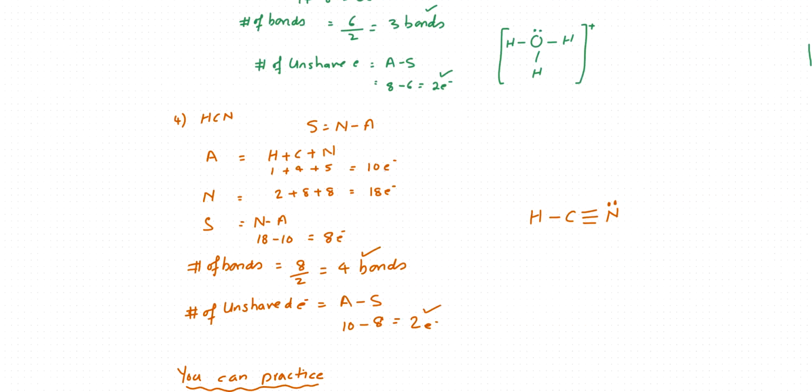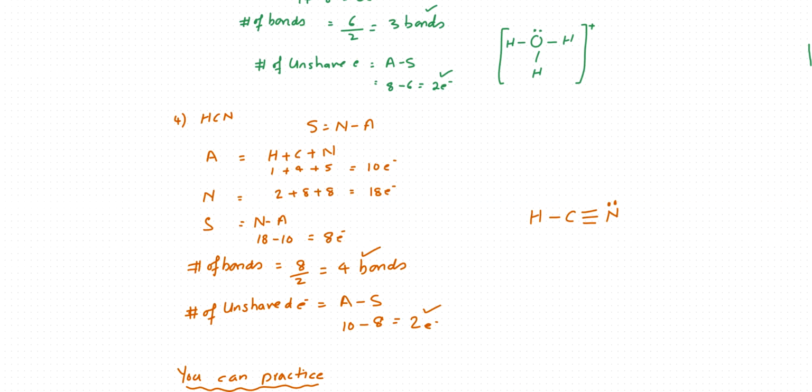Needed: if hydrogen has 2 electrons, it will be stable. Carbon, if there are 8, it will be stable. Nitrogen, if there are 8, it is stable. So how many total? 8 plus 8, 16 plus 2, 18. If there are 18 electrons, then all the 3 atoms will be stable, but they have only 10. So they share. So S is equal to N minus A. So needed 18, available only 10. So 18 minus 10, 8.